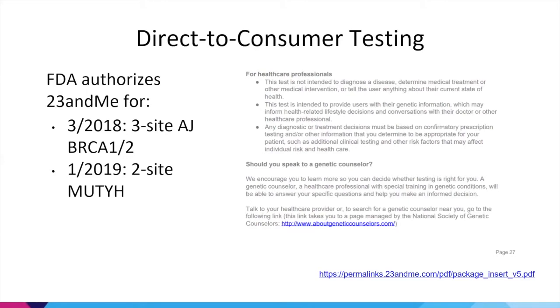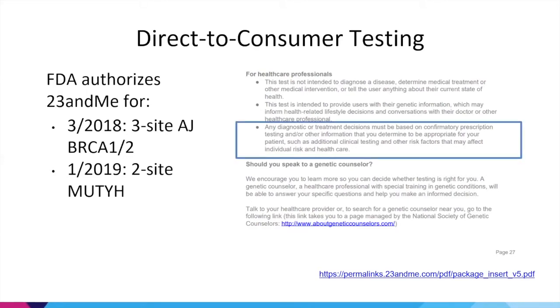But a couple limitations that you should know about with 23andMe. First is, this is from 23andMe's own package insert, that any test that's done through 23andMe has to be confirmed by diagnostic testing. And therefore, before any treatment decisions are made for a patient, they need confirmatory testing.